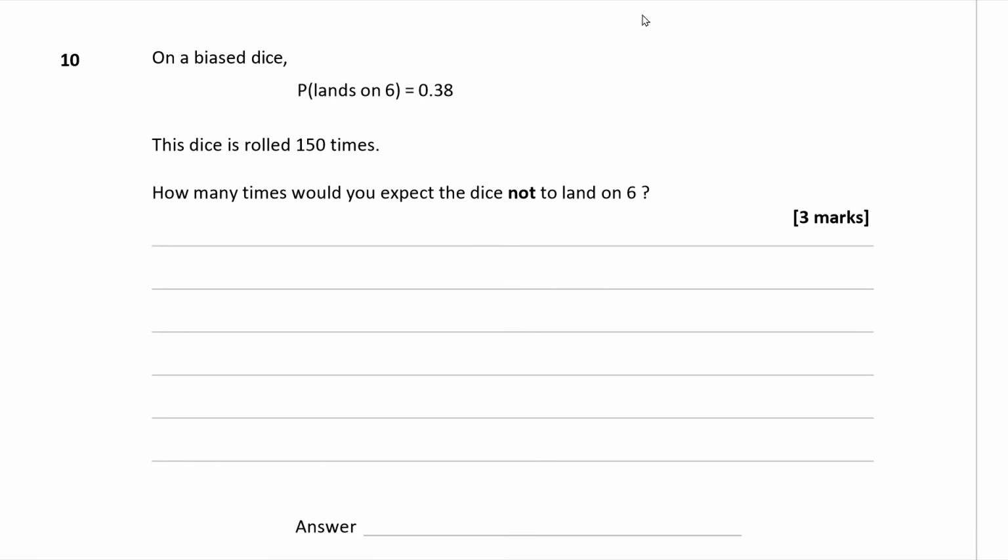On a biased dice, the probability of it landing on 6 is 0.38. The dice is rolled 150 times.